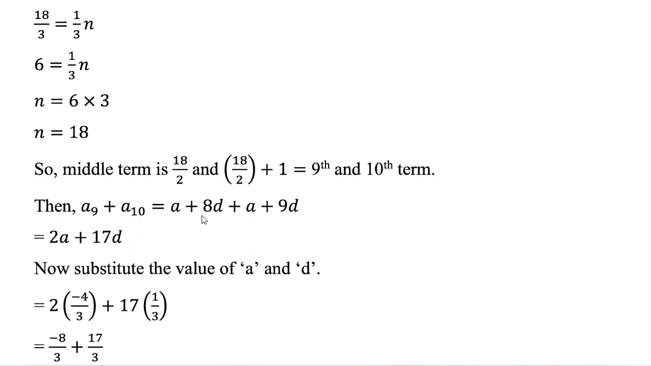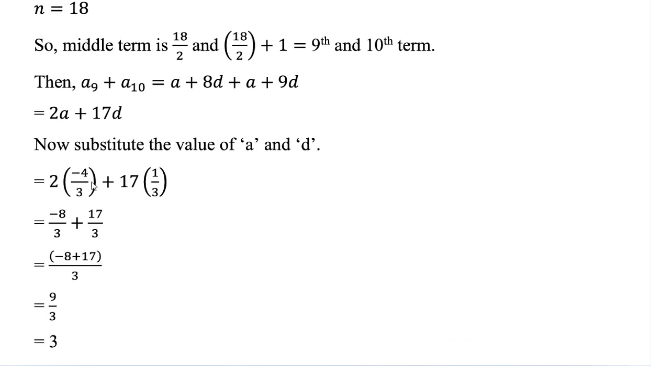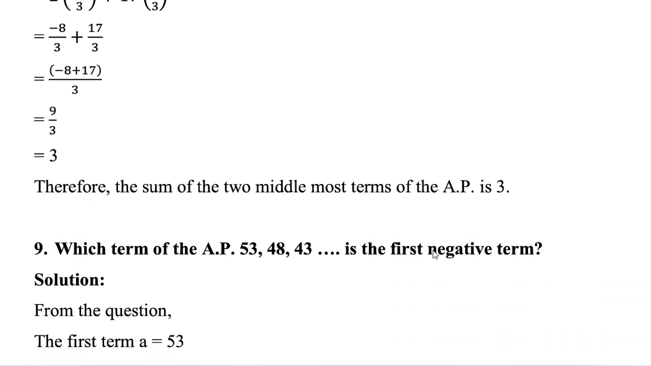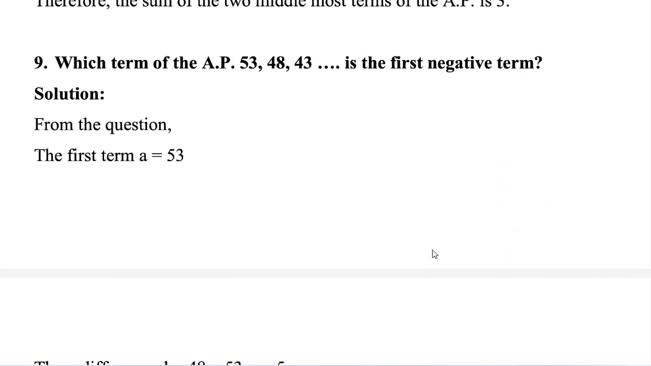So A plus 8D plus A plus 9D, that comes to 2A plus 17D. Now substitute the values of A and D. Just put the values of A and put the values of D. You will get ultimately 3. So therefore, the sum of the two middle most terms of the AP is 3. Okay, and come to the next problem.